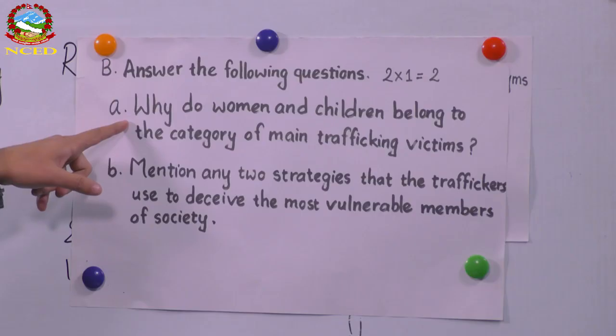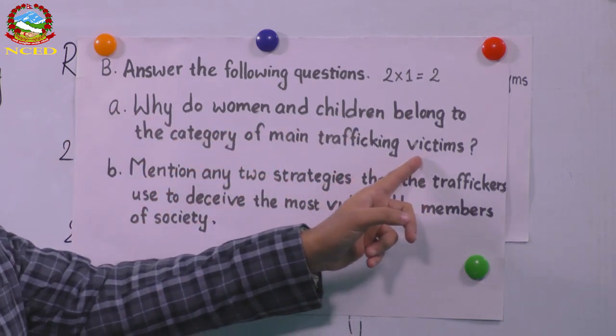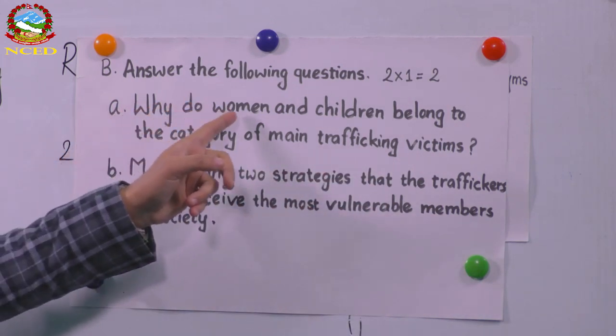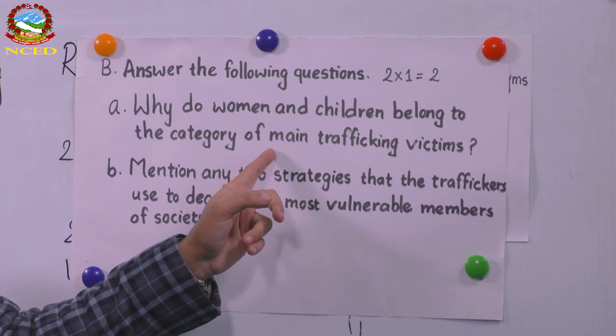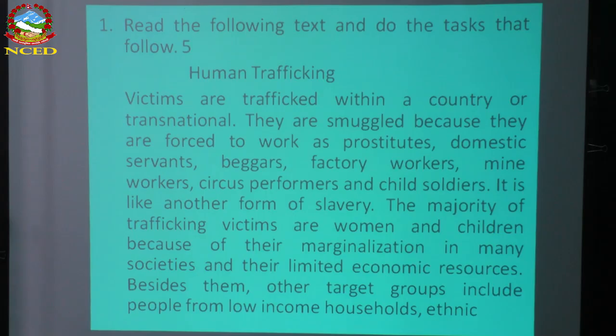Like question number A is, why do women and children belong to the category of main trafficking victims? Do you understand? Why are they the main victims? Why are they victimized mainly? You can see the answer right over there. Let me show you the answer somewhere. Here: the majority of trafficking victims are women and children because of their marginalization in many societies and their limited economic resources. The same answer should be written like this.